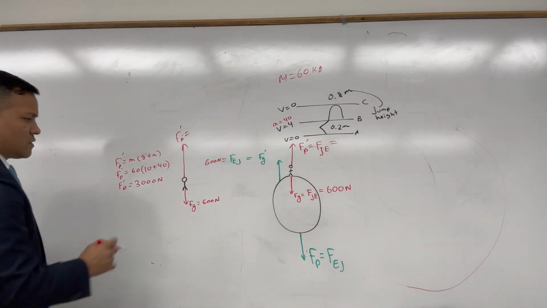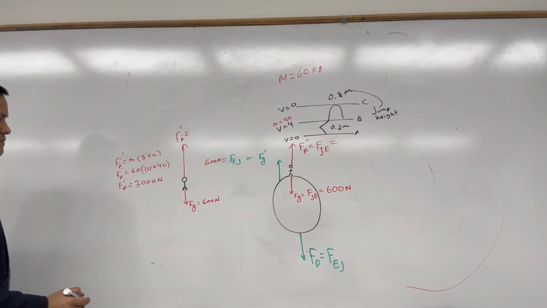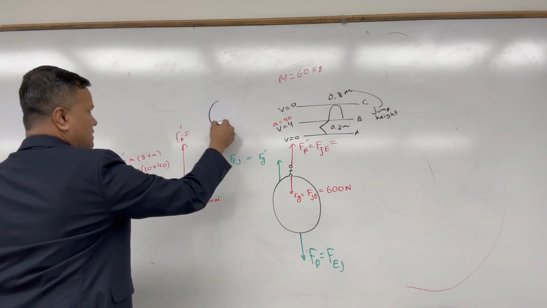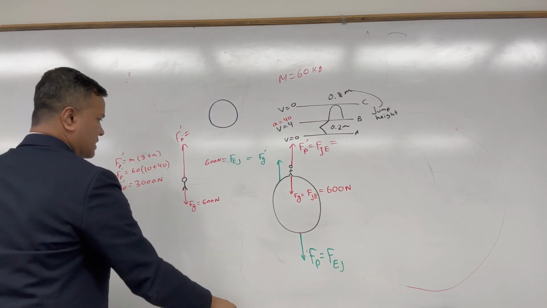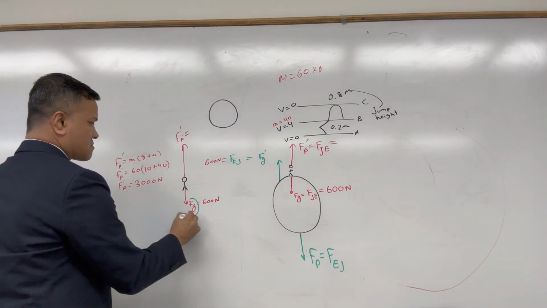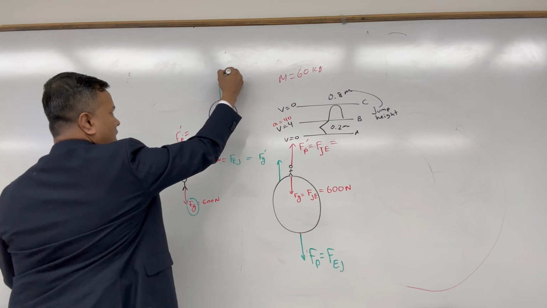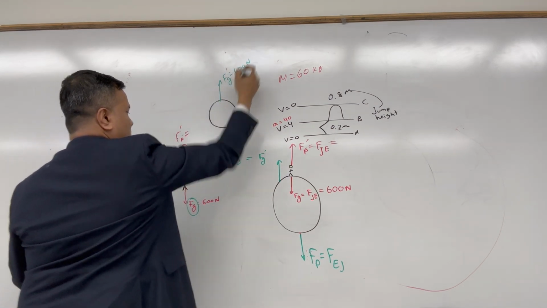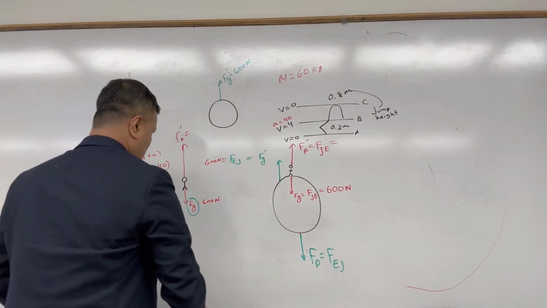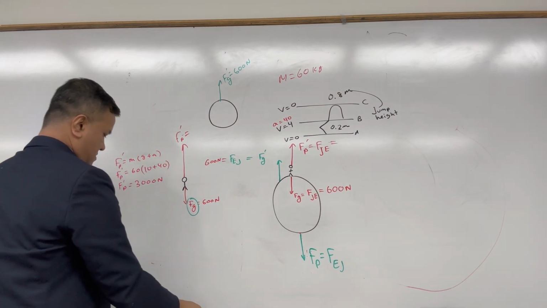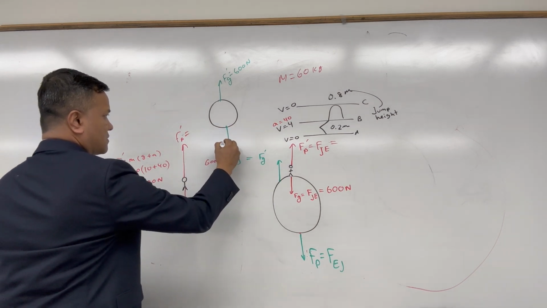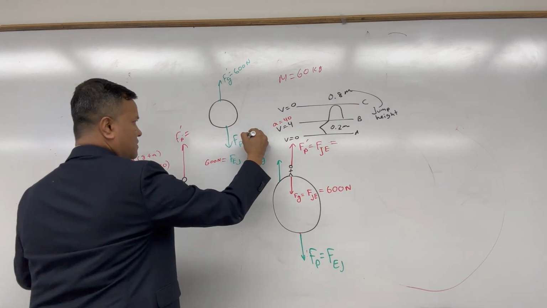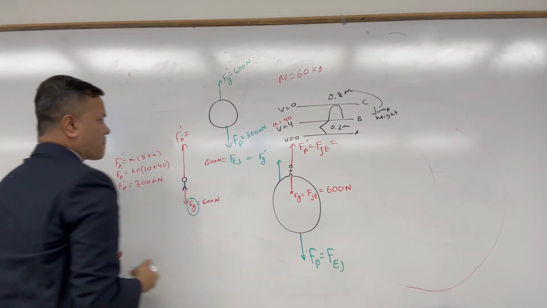Okay, so now we're going to quickly do the Earth. If this is like this, so this is Earth, and then this one would be F prime G, which has to be 600 Newtons, and this one would be Fp, which is 3000 Newtons by Newton's third law.